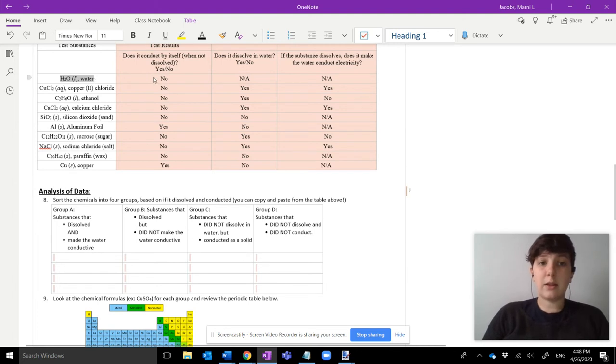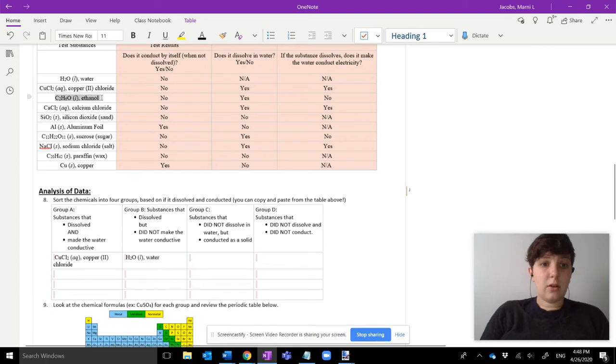Does it conduct all by itself? No. And does it dissolve in water? That's a weird question. Water can't dissolve in water, but I'm going to, for our purposes, put it here in group B. That's a weird one. Let's do the next one here. Copper chloride. Does it conduct by itself? No. Does it dissolve in water? Yes. And does it then make the water conduct? Yes. So that goes in group A, substances that dissolved and made the water conductive.